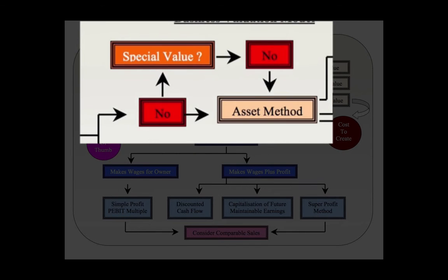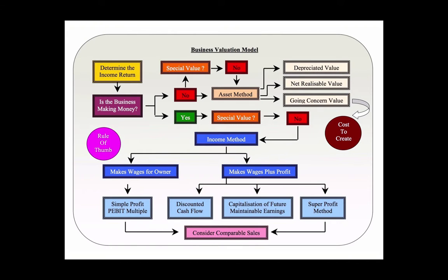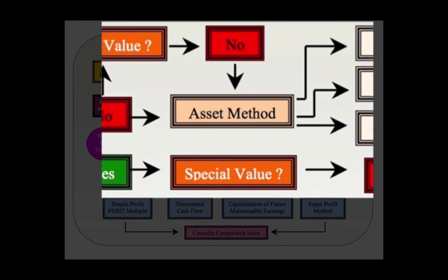Special value, we're talking about maybe something that doesn't relate to profit. It could be intellectual property, patents, trademarks, a database, a way of doing work, key staff, contracts with particular people, relationships, all those sorts of things that may not be producing income but could have value to an acquirer. If there's no special value, we're going down to the asset method.